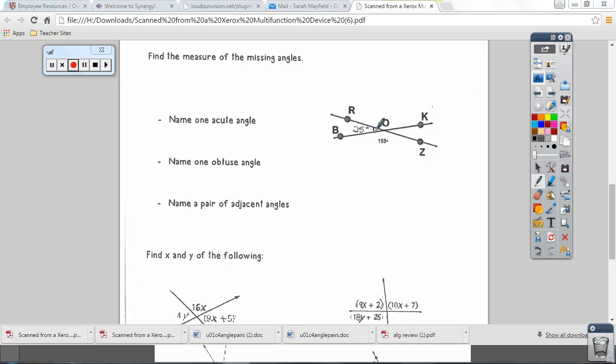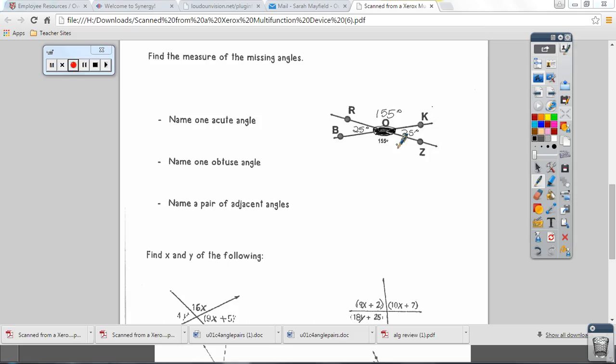So if this angle is 25 degrees, I also know this angle right here is 25 degrees because they're vertical angles. If I were to draw my fish, they would look like they were kissing. 155 degrees I know is this angle right here. This angle right here is congruent to that angle right there because they are also vertical angles, so it makes 155 degrees.